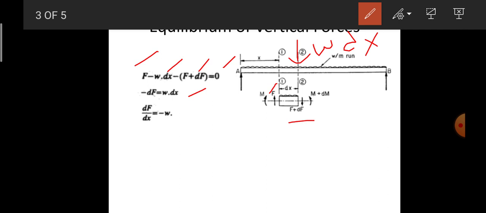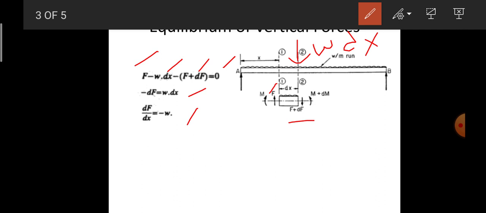So if I simplify further, I'll get dF by dx is equal to minus w. This means that if you differentiate the shear force with reference to the distance, it will be equal to the load acting on the member.